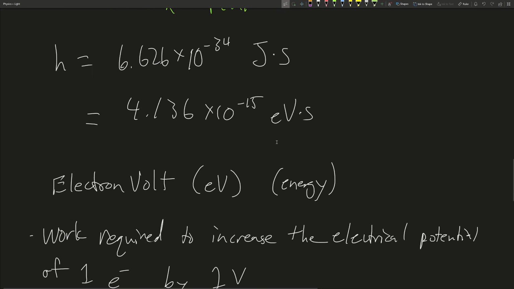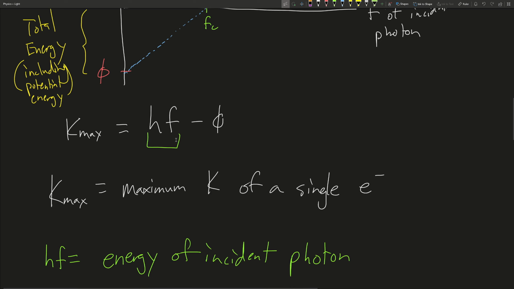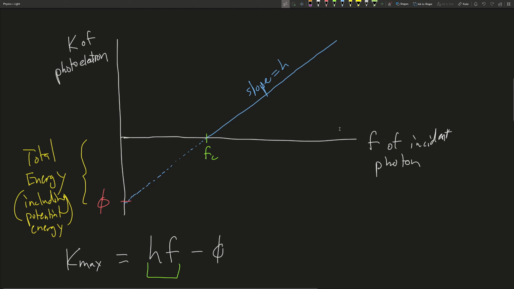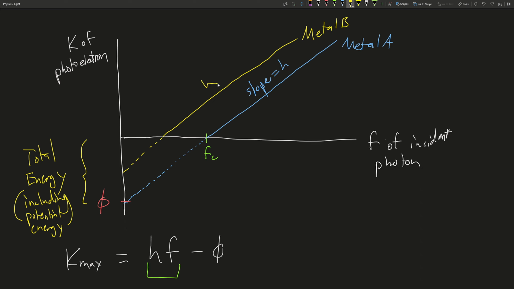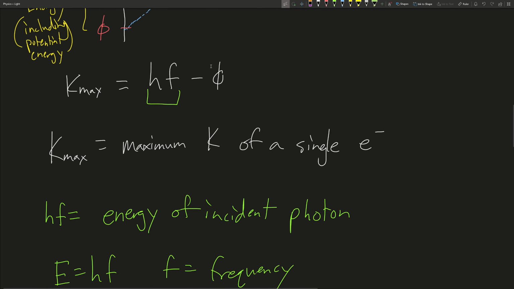So this equation up here is how you can calculate the maximum kinetic energy of a photoelectron given the frequency of an incident photon and the work function of the material. And for different materials, the slope always remains the same, which is Planck's constant. But for different materials, you can have different intercepts. So for a different material here, we could have a line that looks like this, where if we call this metal A, and we call this metal B, notice that the slope stays the same. The slope is still h here, but the work function is different. And so the work function changes based on the material.